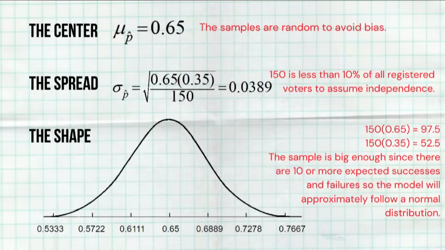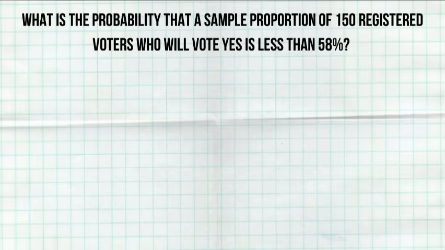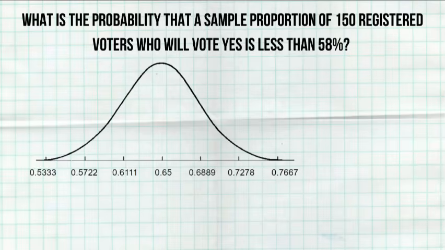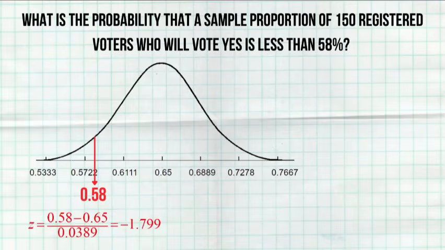As I mentioned earlier, we can also examine the variation within the model using probability. For example, what is the probability that a sample proportion from 150 registered voters is less than 58%? To answer this question, the first thing we need to do is bring in our model. Then we need to identify where a sample proportion of 58% is. We see that it falls on the bottom side. But more specifically, we need to find the z-score for 58%, and we see that it's negative 1.799. Now we can answer the question: what is the probability that a sample proportion p-hat is less than 58%?